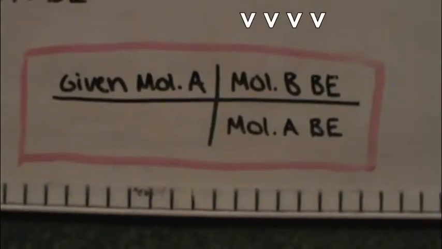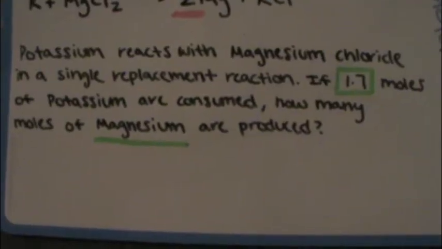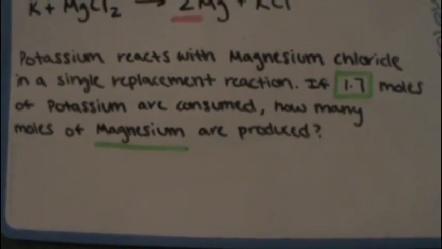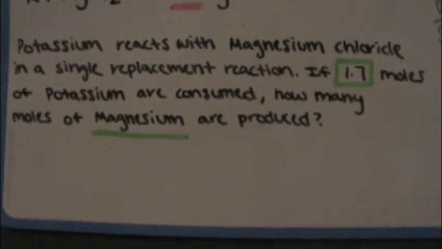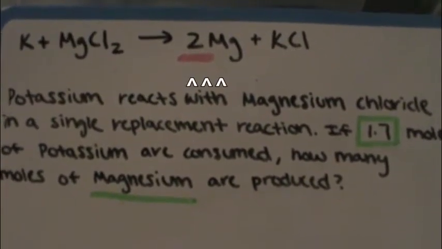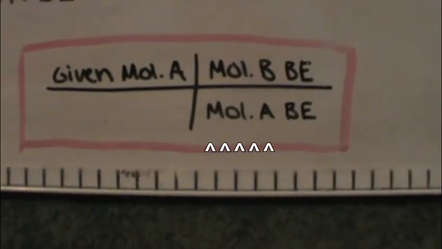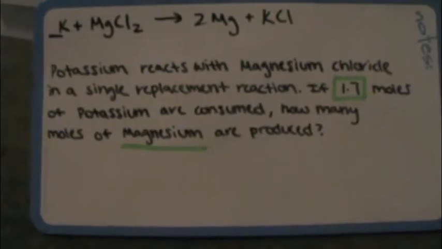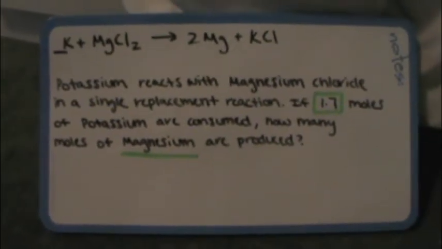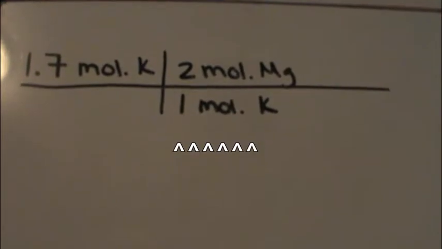Next I'm going to write how many moles of what I'm trying to find are in the balanced equation. The problem is asking me how many moles of magnesium are produced, and when I look at the balanced equation, I can see that there are 2 moles of magnesium. Then under that, you're going to write how many moles of what you're given are in the balanced equation. I'm given moles of potassium, and in the balanced equation, there's no number in front of K for potassium, which means I'm just going to write 1 mole K.